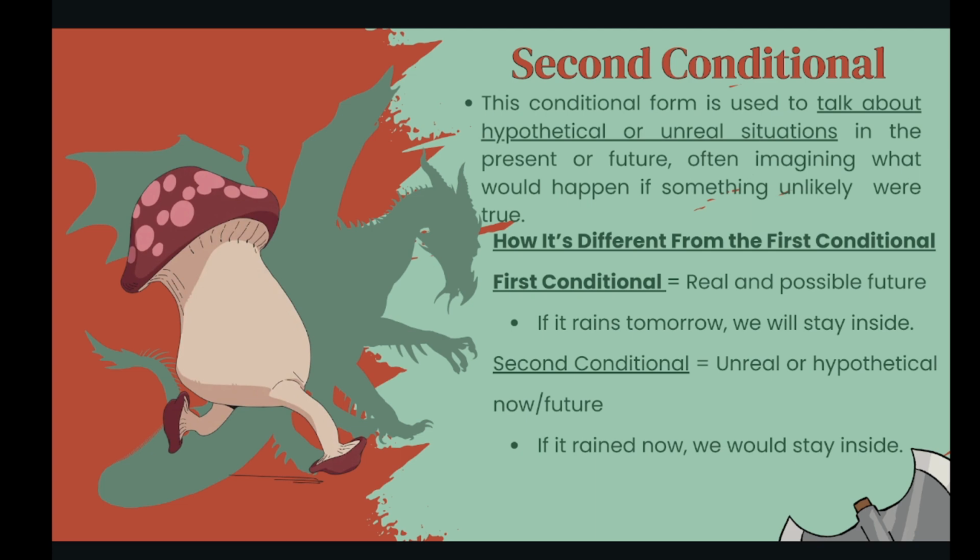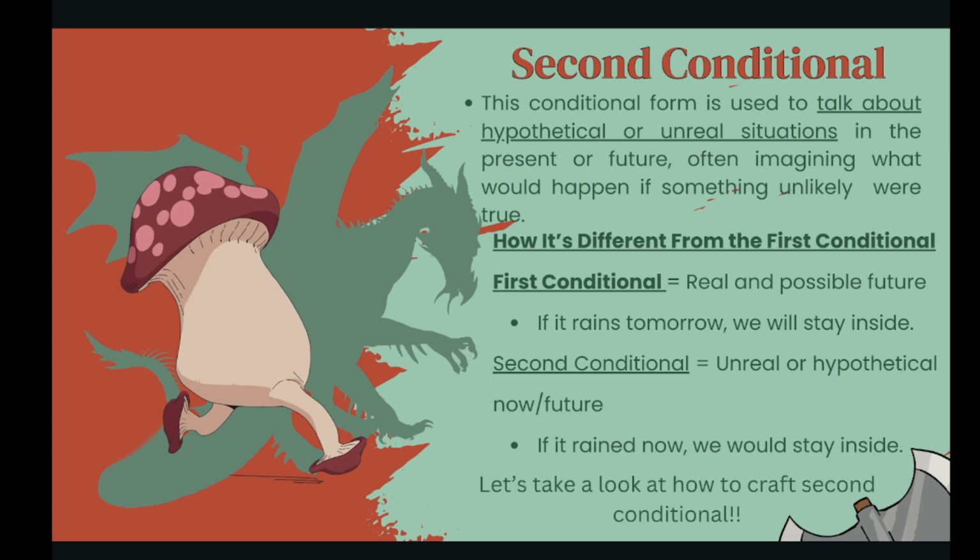Now, the second conditional is unreal or hypothetical present or future situations. So if it rained now, we would stay inside. Right now, it's a sunny day here where I live. So if I said, if it rained now, we would stay inside, it's hypothetical because I don't see a cloud in the sky. But can you tell the difference in forming the first conditional and second conditional? I want you to take a few seconds just to look between the two examples I provided. Can you see the difference of how to form it?